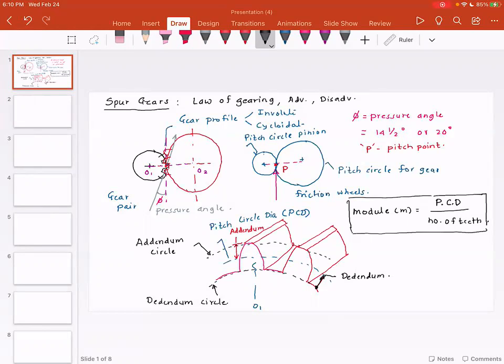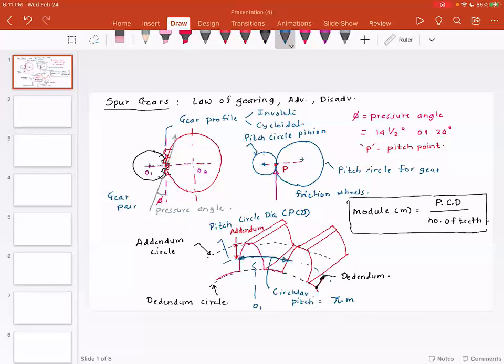Now the next term is called the circular pitch. So the circular pitch is the distance over the pitch circle diameter around the PCD. So this is called circular pitch. And circular pitch is nothing but pi times module. So circular pitch is pi times module.